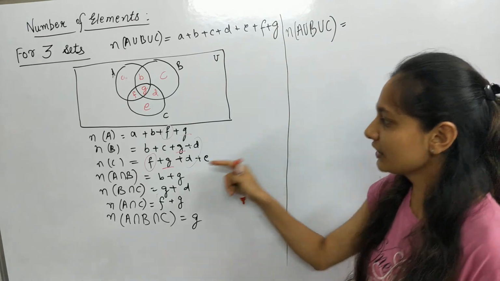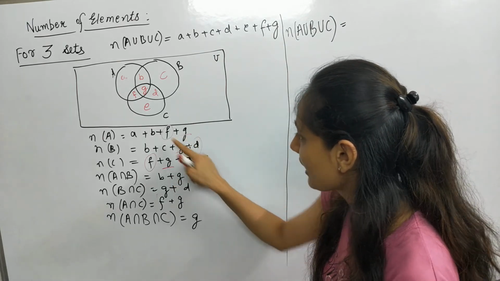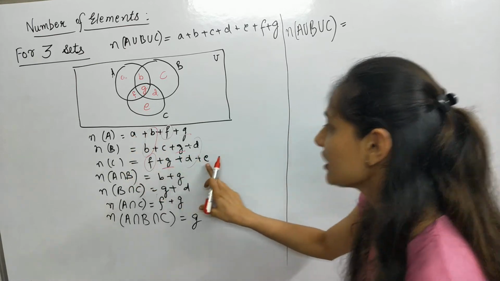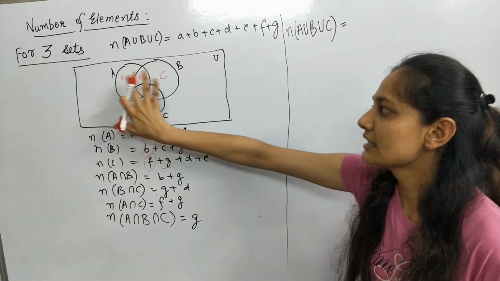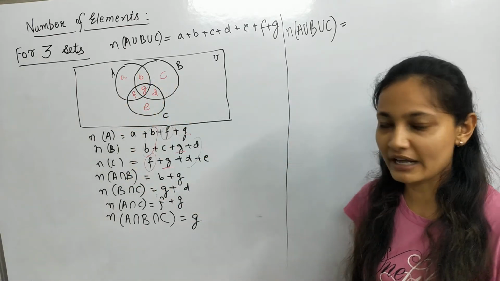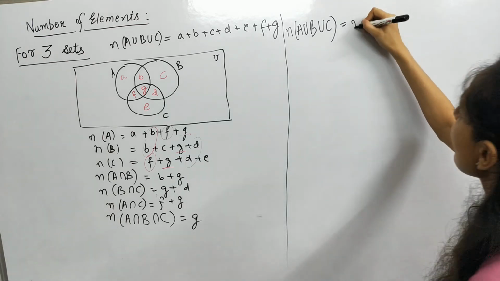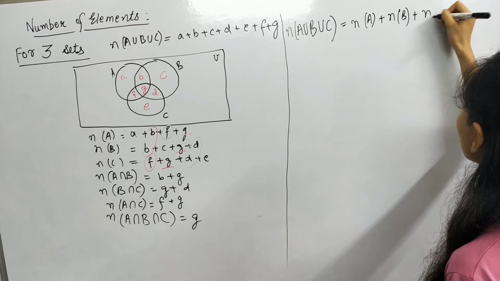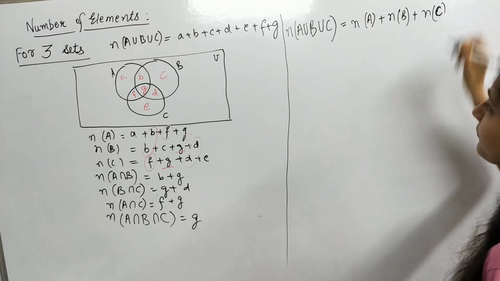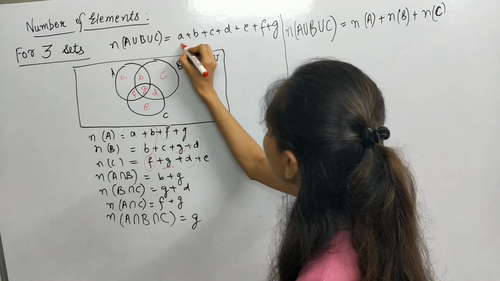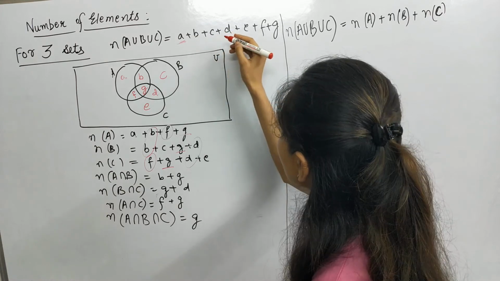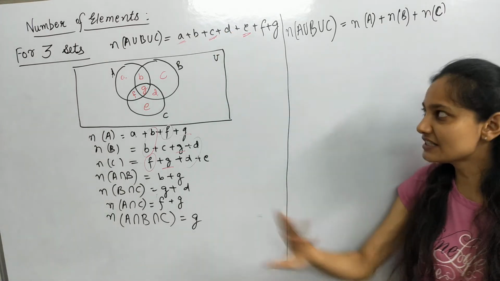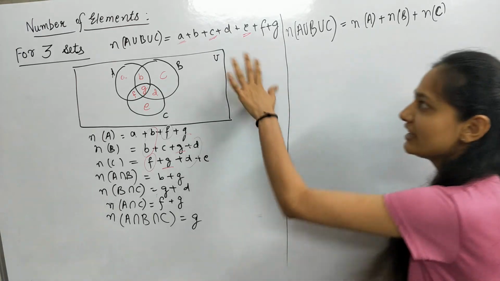ठीक है, ये आपको दिख रहा है कि g 3 बार आया है, d 2 बार आया है, f 2 बार आया है, b 2 बार आया है, लेकिन a, c और e once ही है. A, c and e हमारे पास सिर्फ एक ही बार आया है. So what you have to do is add the number of elements in A plus the number of elements in B plus the number of elements in C. Now a, c और e once आ चुका है. ठीक है, आपको once ही चाहिए, so you don't have to do anything with that.